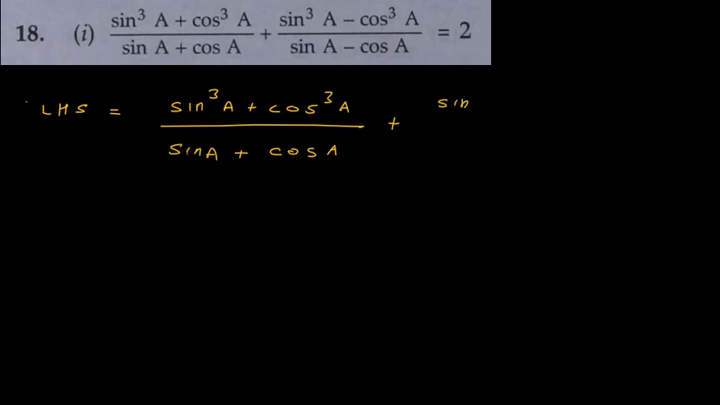It is (sin cube A plus cos cube A) divided by (sin A plus cos A), and plus here we have (sin cube A minus cos cube A) divided by (sin A minus cos A).